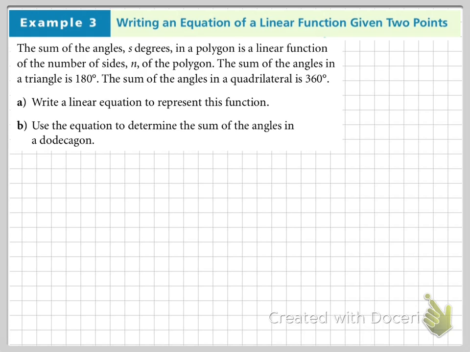All right. Well, we're going to make a chart, first of all, with our sides and sum of degrees. So we have 3 sides. 3 sides would be like a triangle. That means it's got to be a sum of 180 degrees. 4 sides is a quadrilateral. That's going to be 360 degrees.